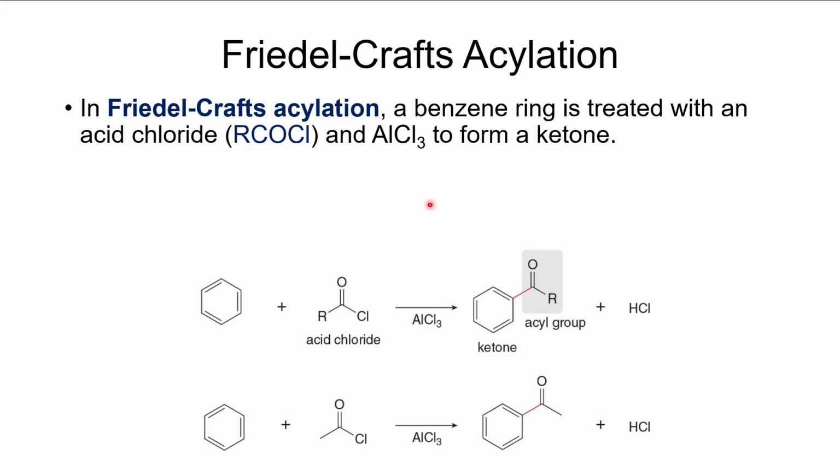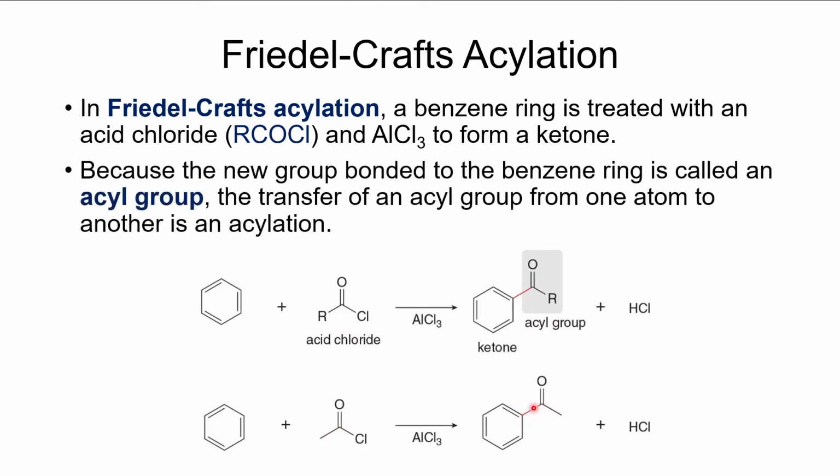An acyl group is a carbonyl, so we're forming a new bond between the benzene ring and a carbonyl. And so in this case, that means we're going to form a ketone. If we have this generic acid chloride, we will form this ketone. In this case, we've got the acetyl chloride, and we will form acetophenone as our product. Because that new group bonded to the benzene ring is called acyl, that's why we call this acylation.